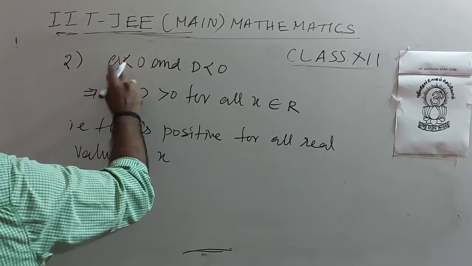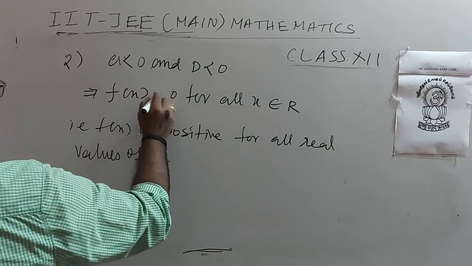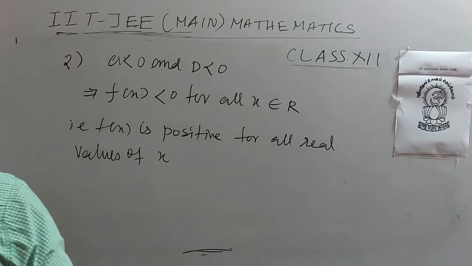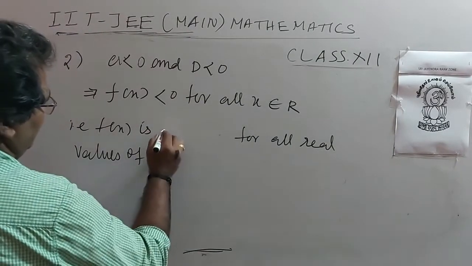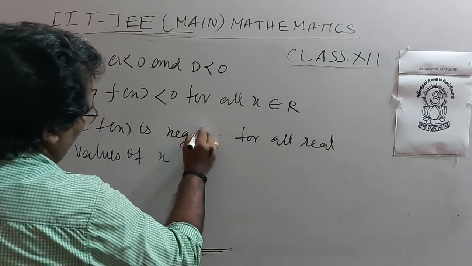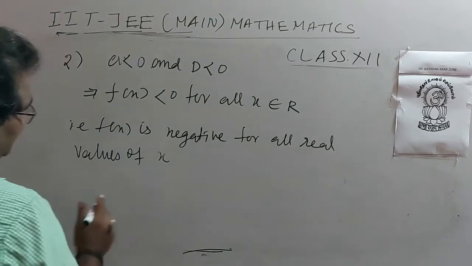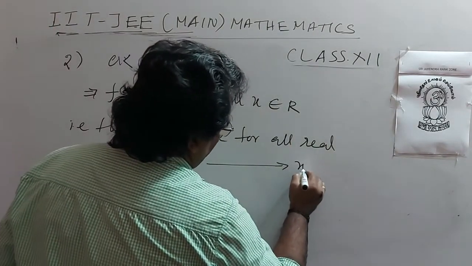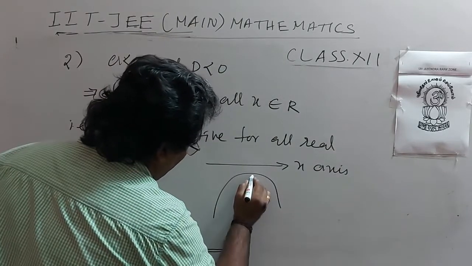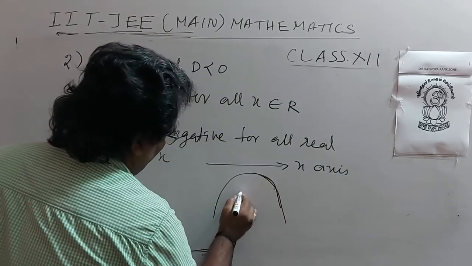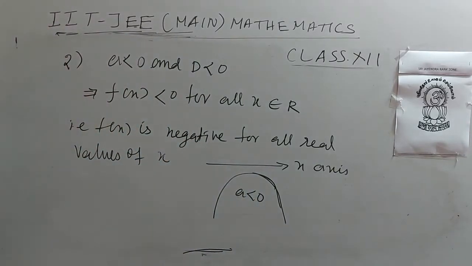A is less than 0 and D is less than 0, f of x less than 0 for all x belongs to R, that is, f of x is negative for all real values of x. So, a is less than 0.